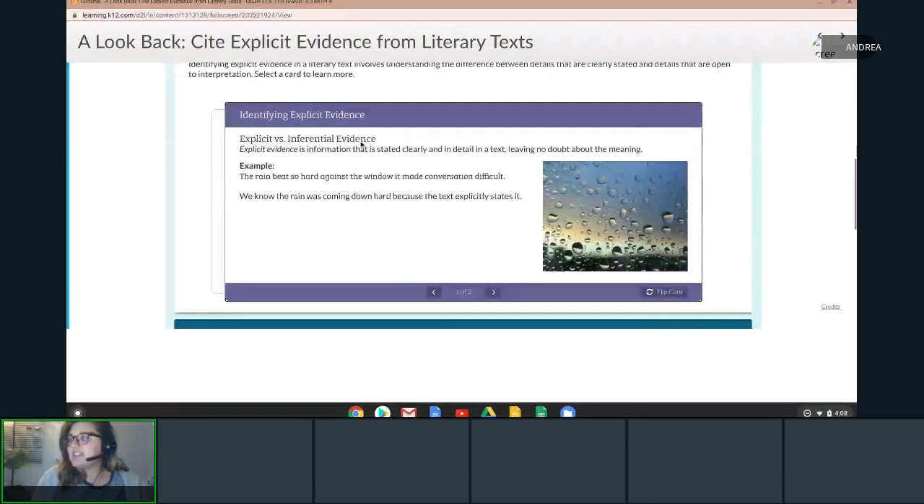Explicit evidence is information that is stated clearly and in detail in a text, leaving no doubt about the meaning. So an example of this would be: the rain beat so hard against the window it made conversation difficult. And we have a picture of this. We know the rain was coming down hard because the text explicitly states it, right with the words.